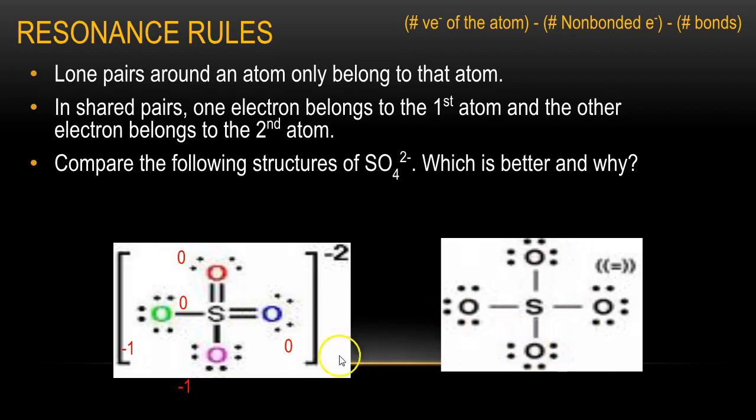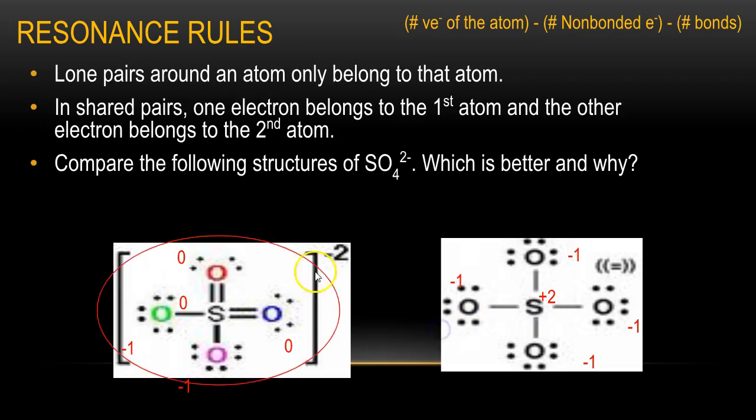Now if we jump over here, we actually already did all these oxygens. They are all negative 1, right? This is set up the same way. So these are all negative 1. The sulfur, though, is different. The sulfur has 6 valence electrons, 0 non-bonding electrons, so 6 minus 0, and the number of bonds is 4. So 6 minus 4 would be 2. So the sulfur in this case has a formal charge of 2.